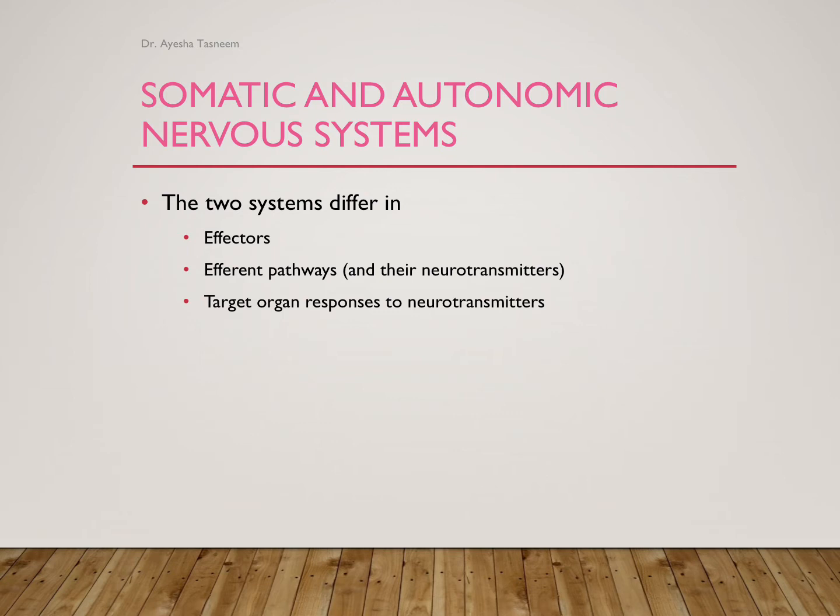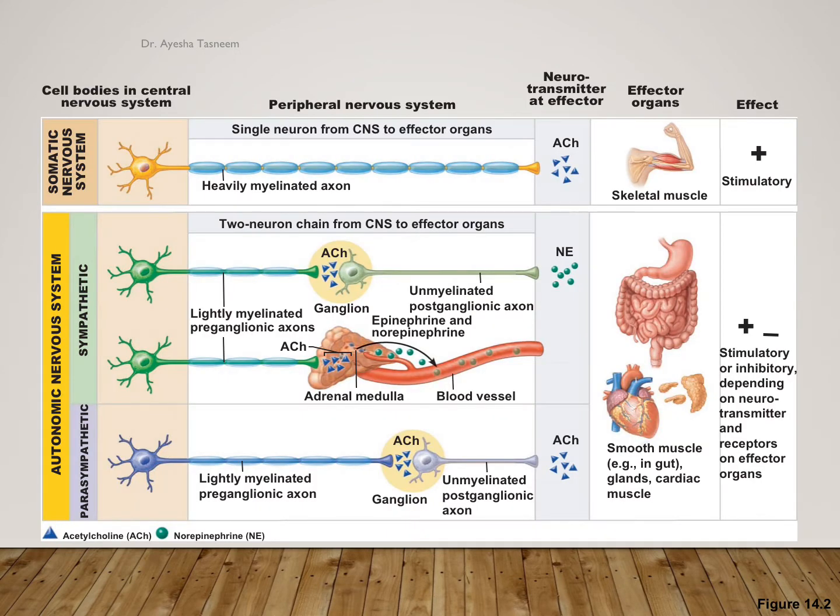Somatic and autonomic nervous systems, how they differ with one another. They differ in three respects. One is the difference in the effector, then effector pathways, then target organ responses to neurotransmitters. These are the differences, how they differentiate from one another.